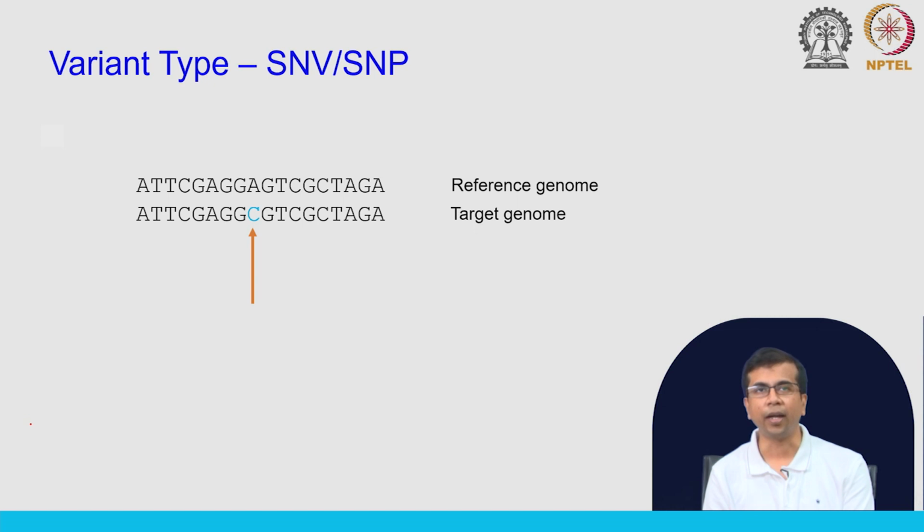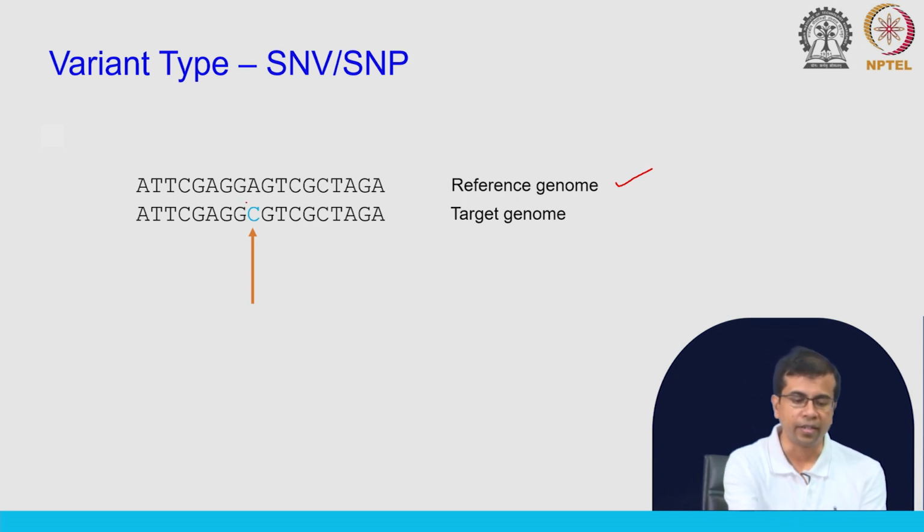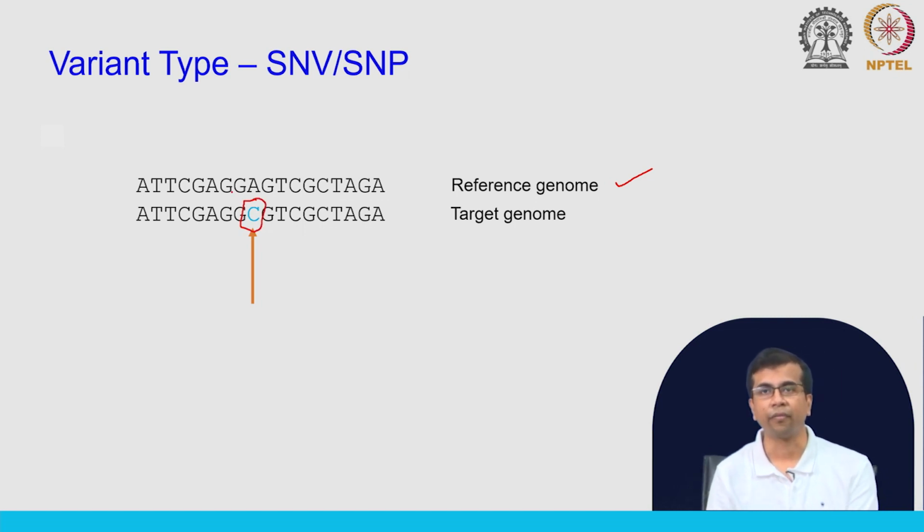So, the first variant type is the SNV or SNP. Okay. So, here is a very small example of the reference genome, as you can see on top. We have the reference genome here, and then we have the target genome, the genome that we are working with, and we have mapped it against the reference genome. So, here you can see this base in blue that is actually different from the reference genome. And this is what we call an SNV or SNP, single nucleotide variation or single nucleotide polymorphism.